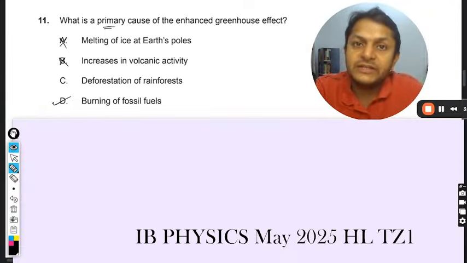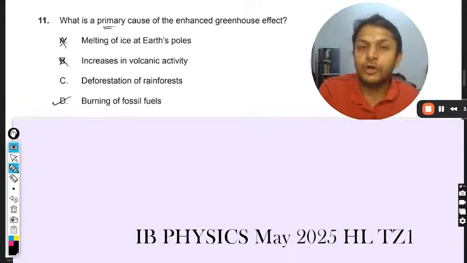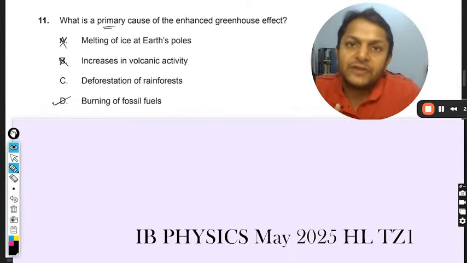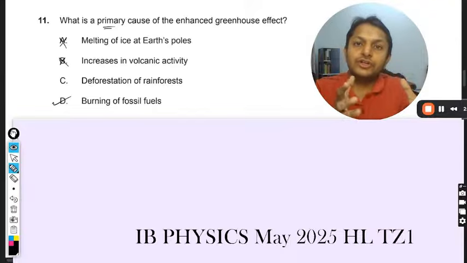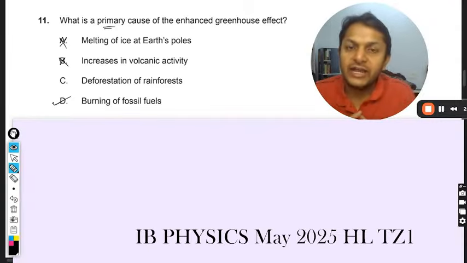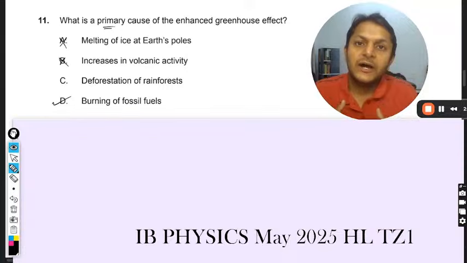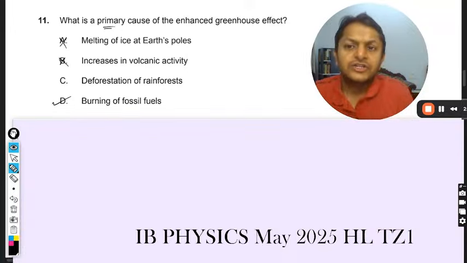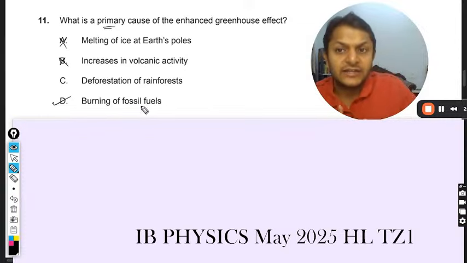Burning of fossil fuel means that you're burning coal in the thermal power plants and you're using petrol and diesel in our vehicles and all. So that vehicular pollution, the industrial pollution, everything is creating more carbon dioxide and other gases, nitrogen oxide, which is highly responsible for creating the enhanced greenhouse effect. So D is the correct option, the correct answer.